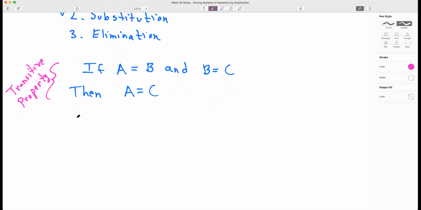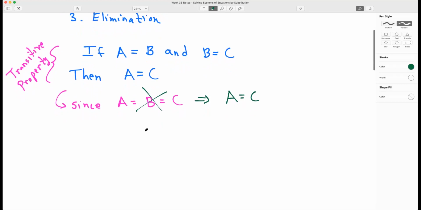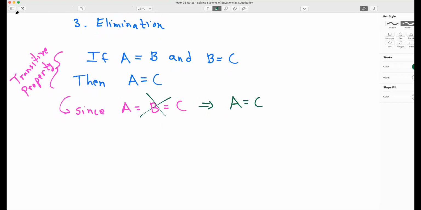Why is this true? Well, since A equals B and B also equals C, you can see that we have A equals B, which equals C. That means that you can eliminate the middleman right here. And that therefore means, and that's a symbol for therefore, A must equal C. So this is eliminating the middleman, and that's what you'll see in some of these examples.